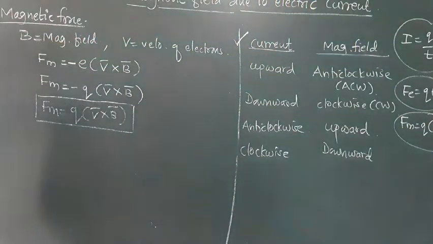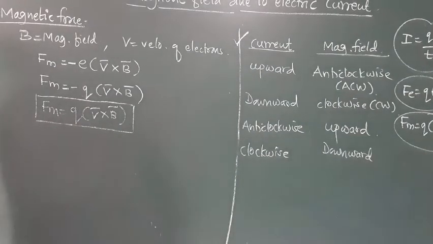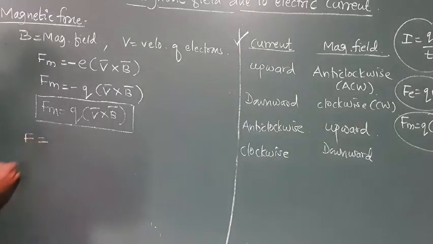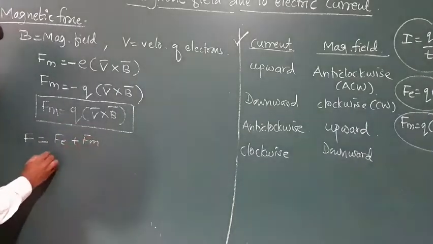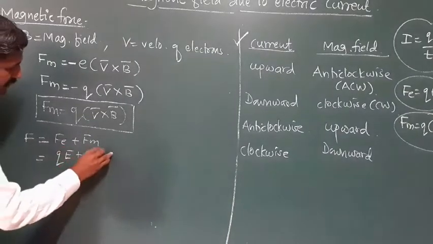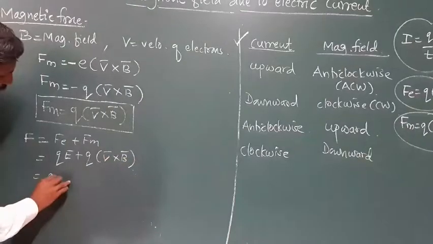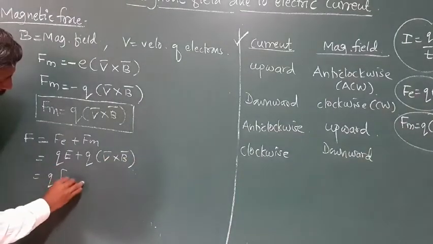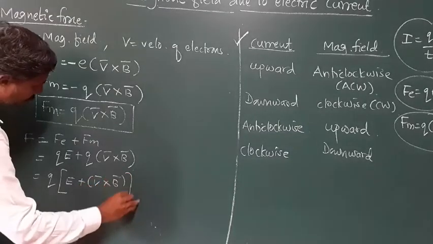Now, if a conductor experiences both electric force as well as magnetic force, then what is the net force? It is very simple. Net force equals electric force plus magnetic force. What is my electric force? Q into E. What is my magnetic force? Q in bracket V cross B. So the net force is Q in bracket E plus vector V cross vector B.